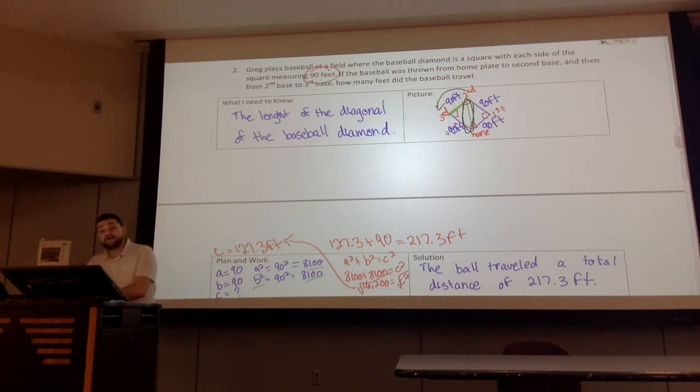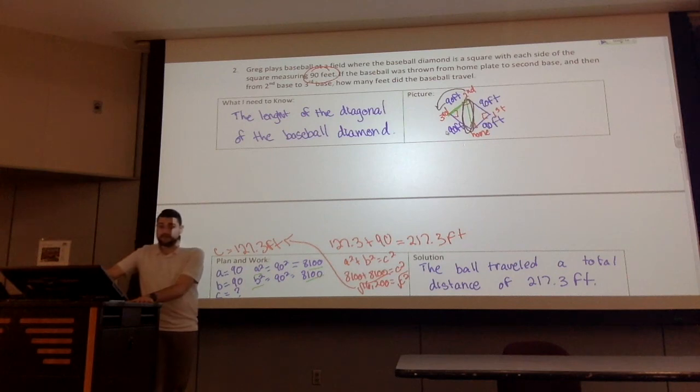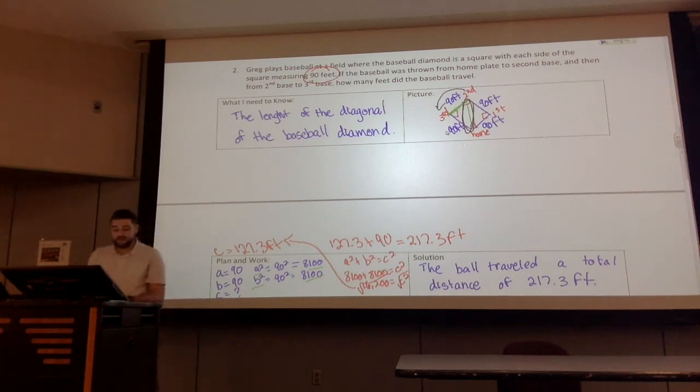Alright, and then if you guys look at your notes, there's one last problem. I want you guys to try that one independently, and then you can check your answer with the answer key in the bottom there. And remember, let us know if you guys have any questions or anything. We're always here to help.